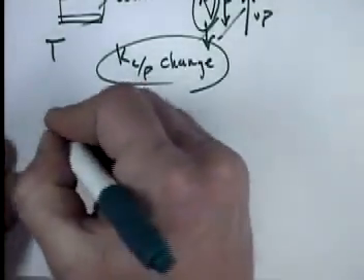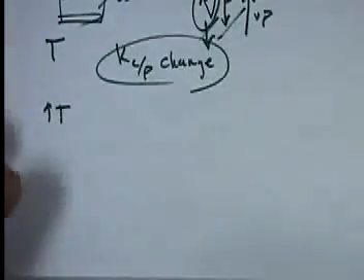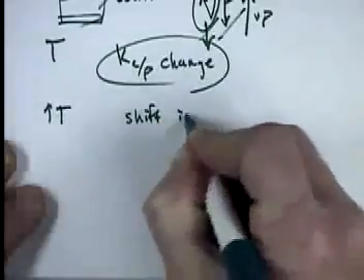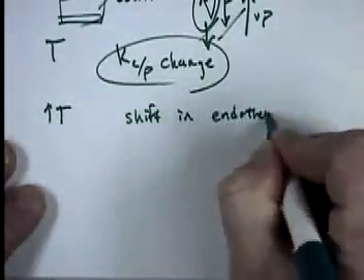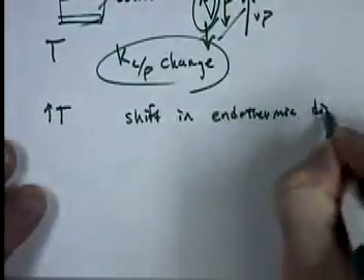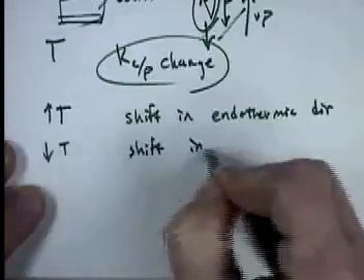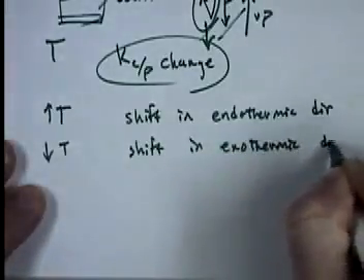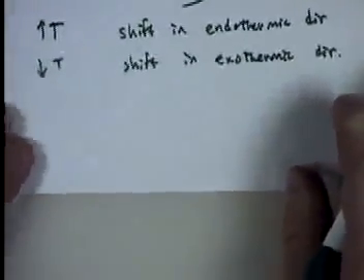Anyway, if you increase the temperature of a reaction system, it will shift in the endothermic direction. And if you decrease the temperature, then it will shift in the exothermic direction. Okay, well, what do we mean by that?